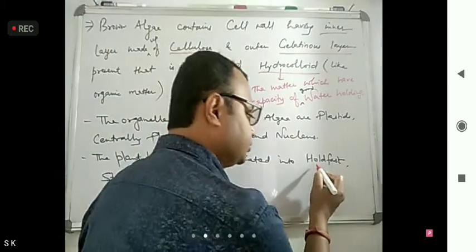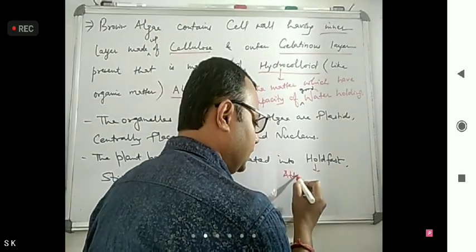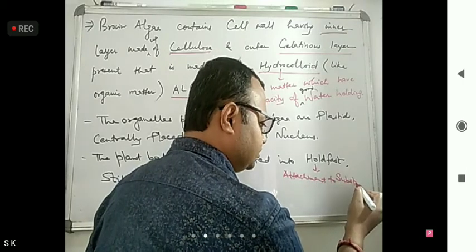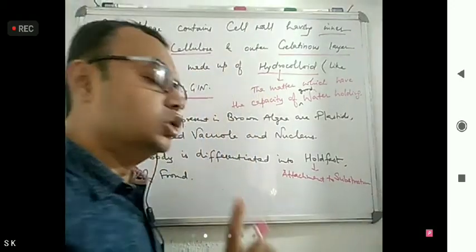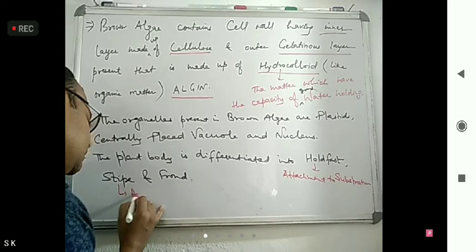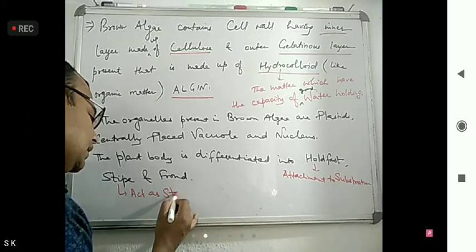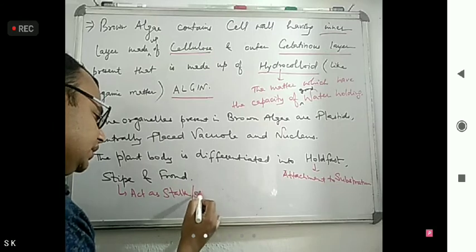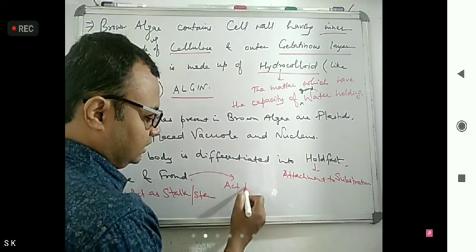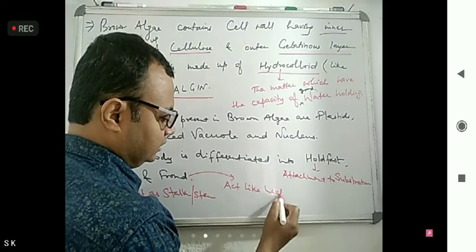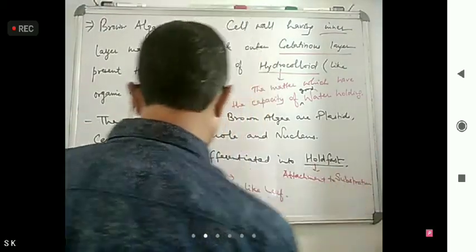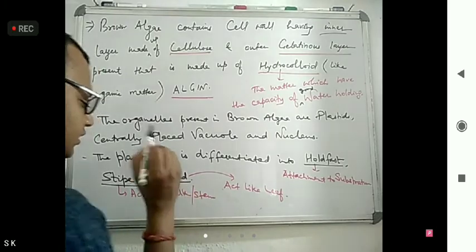Attachment to substratum. So attachment to substratum acts like root. Okay. Then stipe acts as stalk, or we can say stem, and frond acts like leaf. Okay. So the plant body is differentiated into hold fast, stipe, and frond.